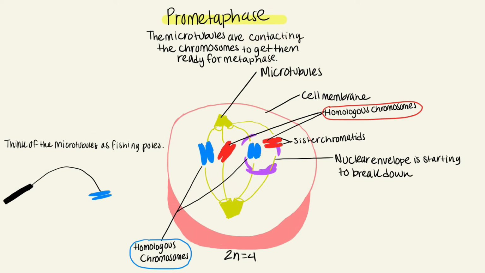In prometaphase, we can now see that the chromosomes have replicated and condensed. In this step, the main action is the microtubules fishing for these chromosomes, and by that, I mean getting in contact with them to start preparing them for the metaphase step. It is important to note that the nuclear envelope starts to disintegrate here because in the next few cycles, there is an absence of a nucleus.